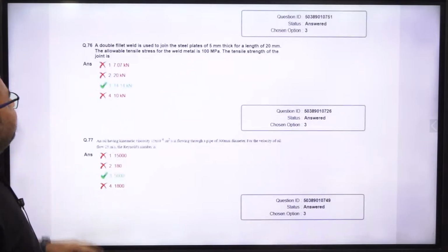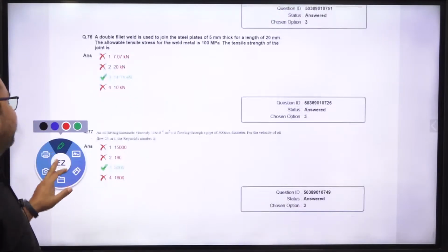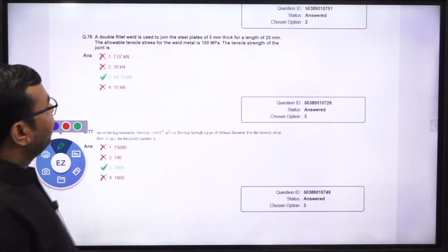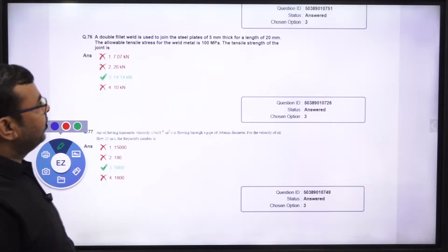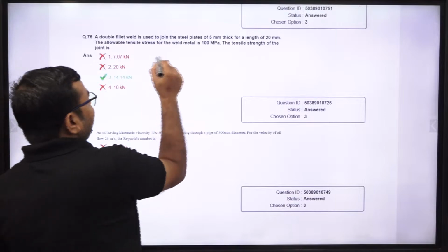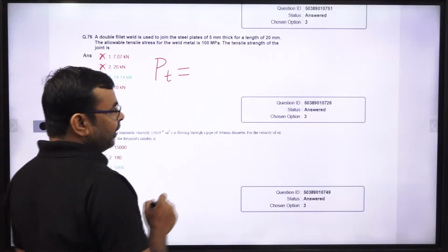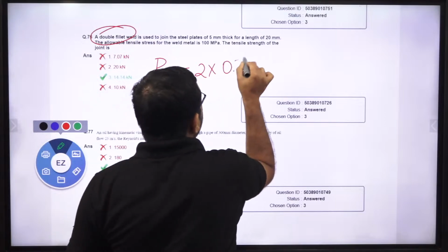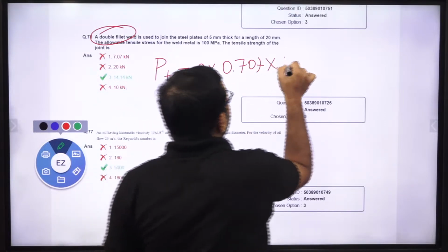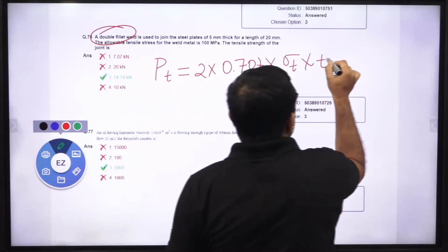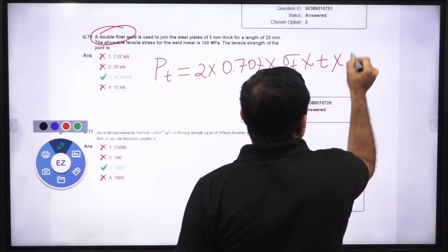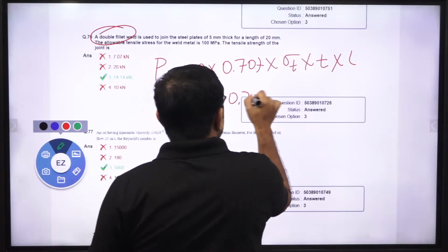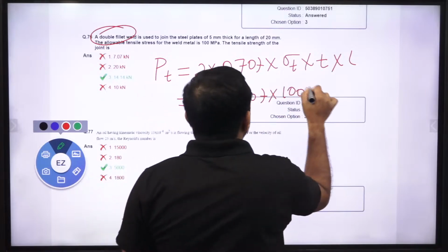A double fillet weld is used to join steel plates of 5 millimeter thickness for a length of 20 mm. The allowable tensile strength is 100 megapascal. Find the tensile strength of the joint. Let's see, if you write the tensile strength of the joint, obviously this is a double fillet. So can I write 2 into 0.707 into sigma t into throat, sorry, length of the leg into L. So simply you write 2 into 0.707 into 100. And what about t?